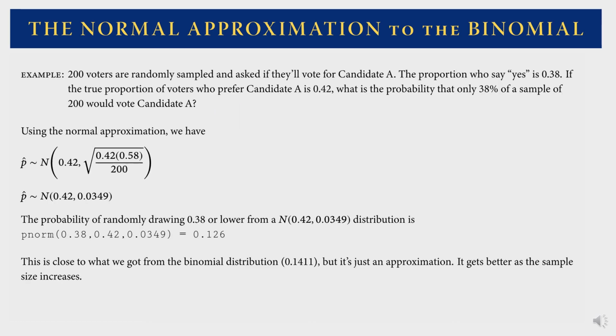We know n and p. We plug them into the formula from the central limit theorem, and what we get is that the sample proportion follows this normal distribution. We use pnorm to find the probability of getting a sample proportion less than or equal to 0.38, and it's 0.126, which is pretty close to what we got from the binomial distribution. This is only an approximation though, and this will get better with bigger n.